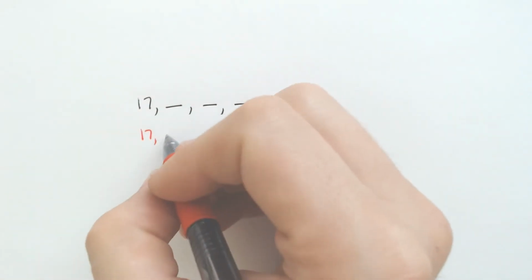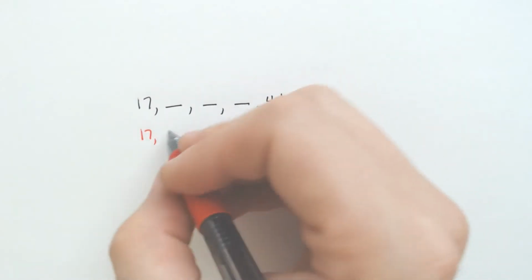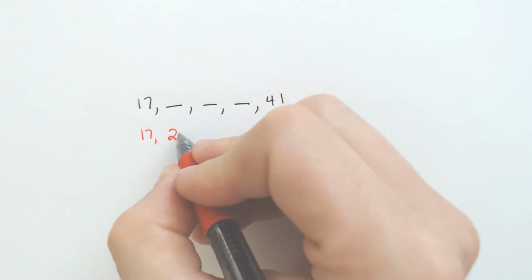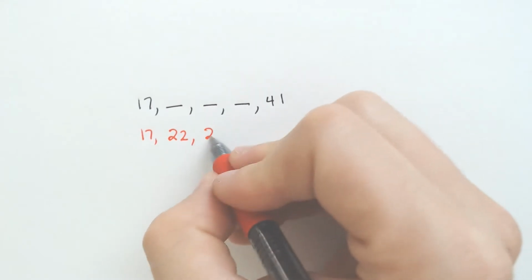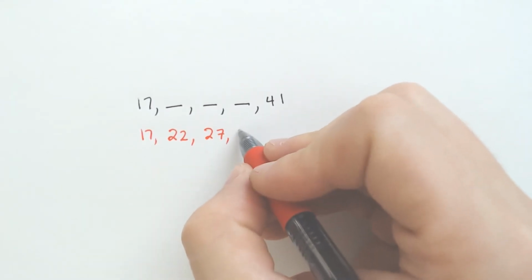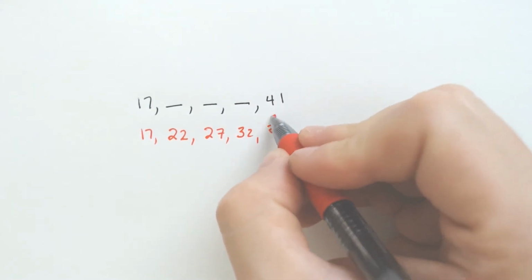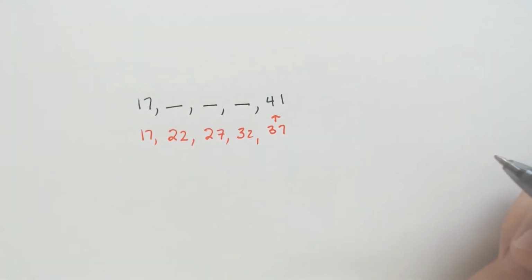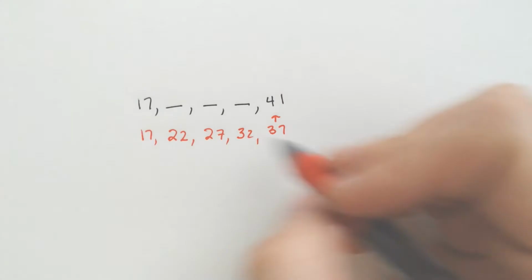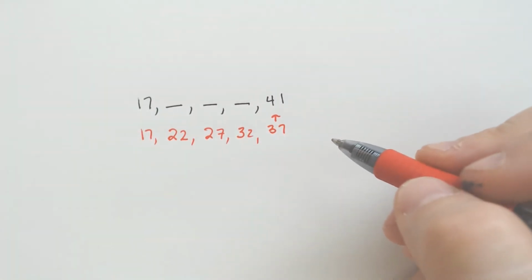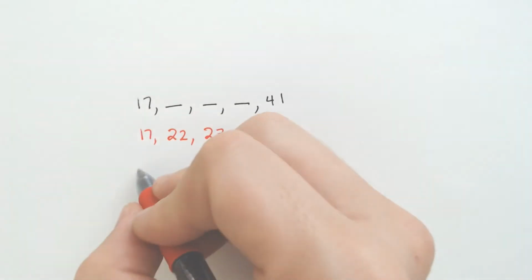I don't think it is 5. 17 plus 5 is 22, and then 27, and then 32, and then I would be at 37, but I should have been at 41. So guessing and checking has its merits, because now you know that it's bigger than 5. So maybe try 7, because we're not that far off.